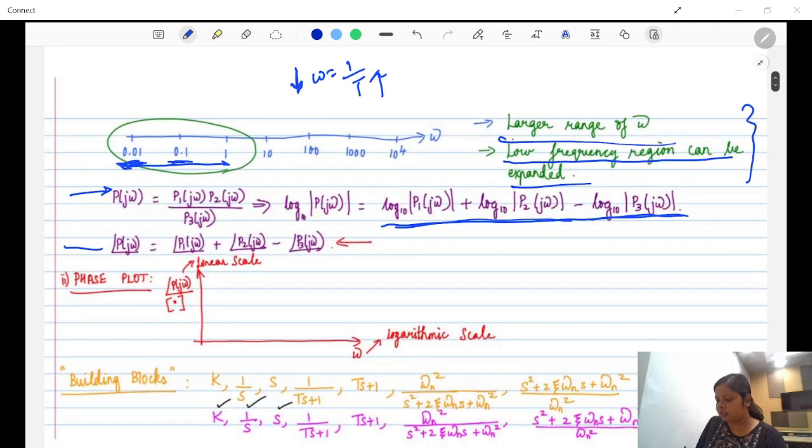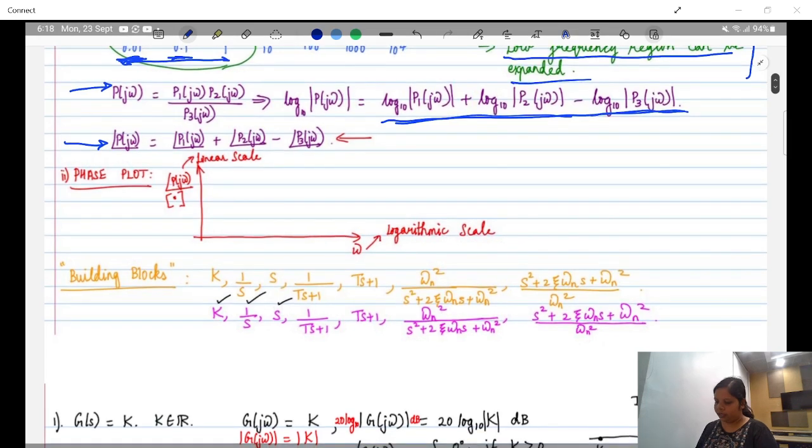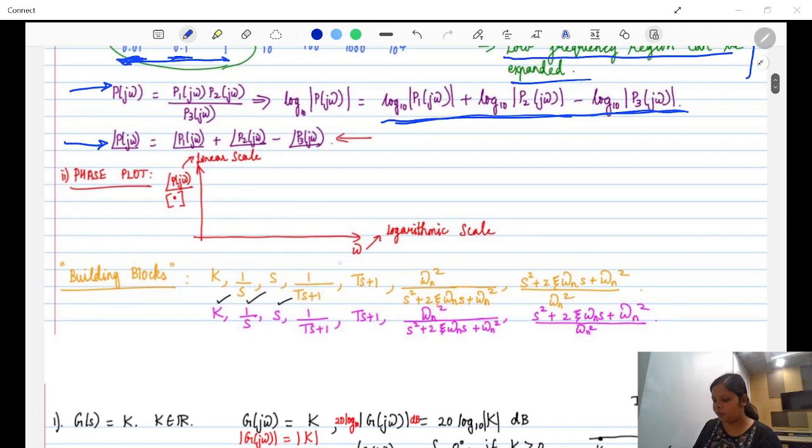When we talk about the phase, it is phase of P1 j omega plus phase of P2 j omega minus phase of P3 j omega, because phase is ultimately the tan inverse of the things that you have in the denominator and the numerator. Okay, so this phase plot also varies with omega, and omega here is again in logarithmic scale.